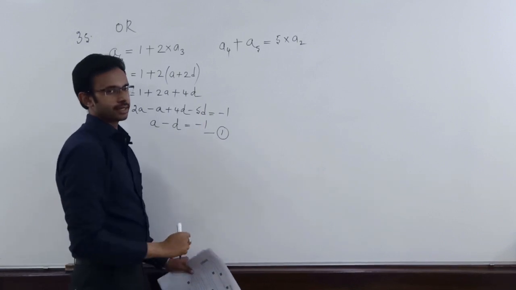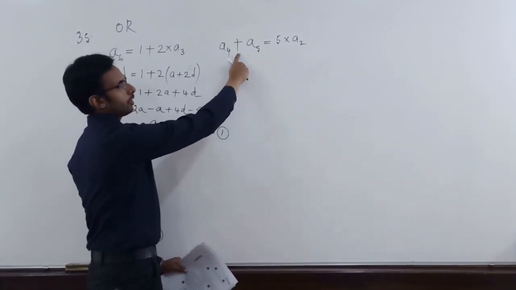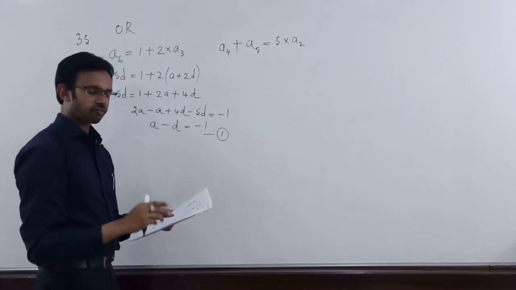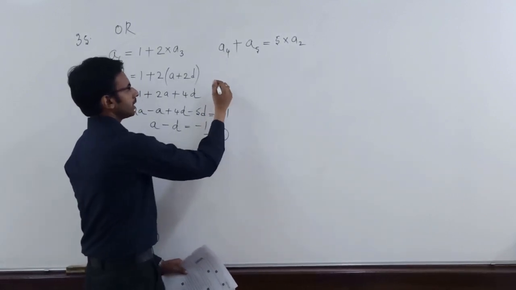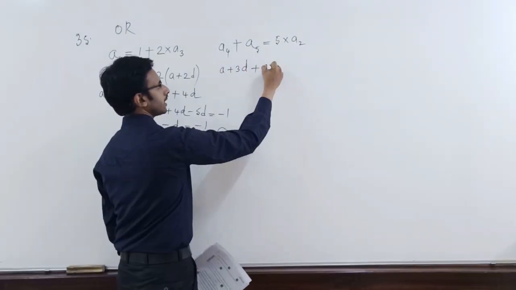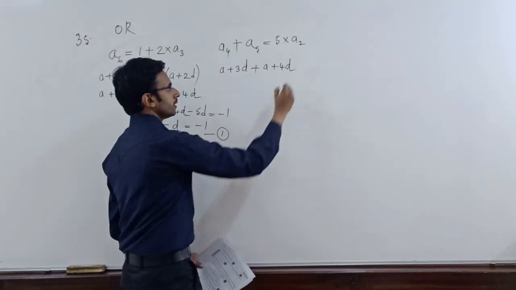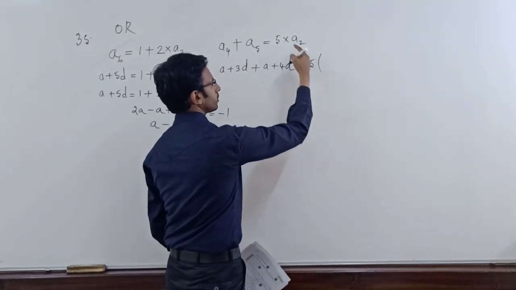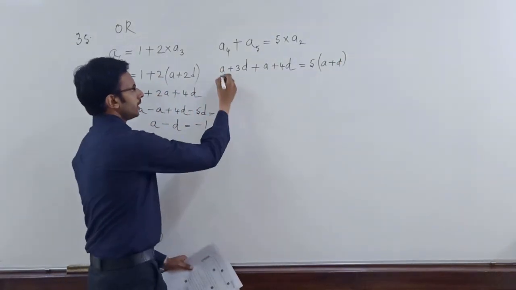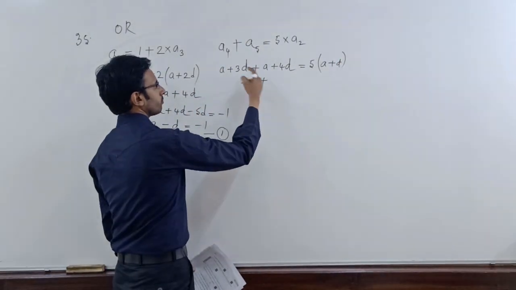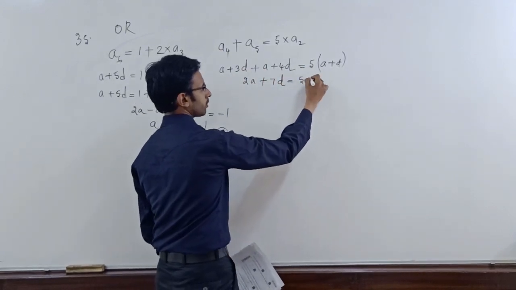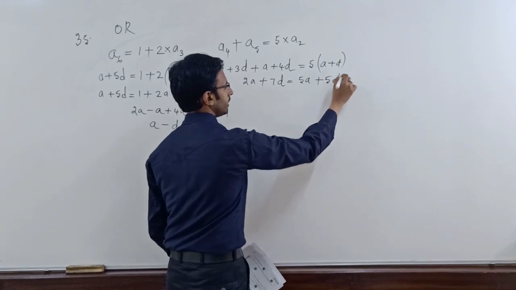The second hint is the sum of the 4th and 5th terms is 5 times the second term. As we know, a4 we can write as a plus 3d. Similarly, a5 we can write as a plus 4d. It is equal to 5 times a2, which is a plus d from the general form. A plus a will give you 2a. 3d plus 4d is 7d. If I multiply 5 using the distributive property, we get 5a plus 5d.